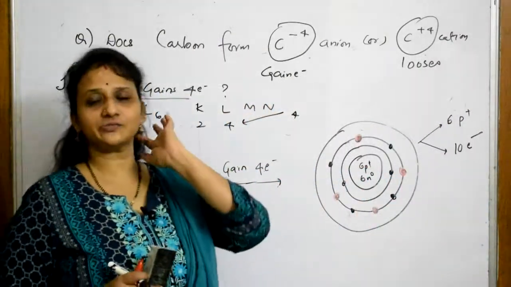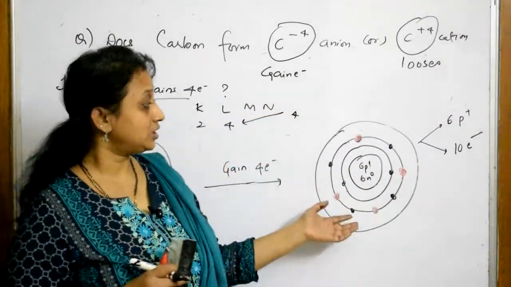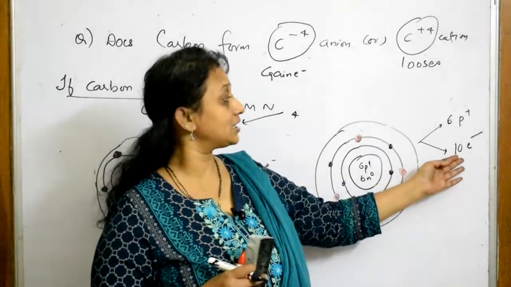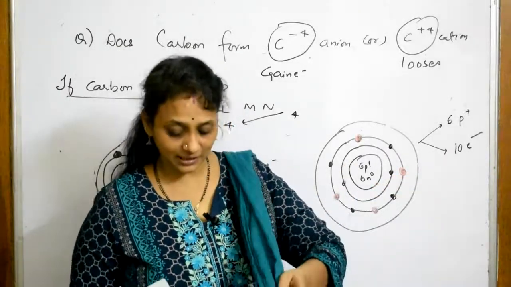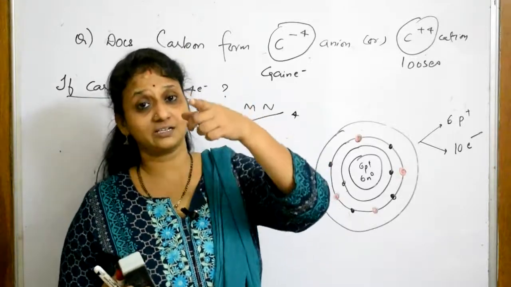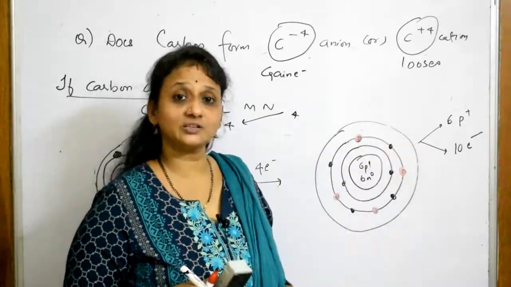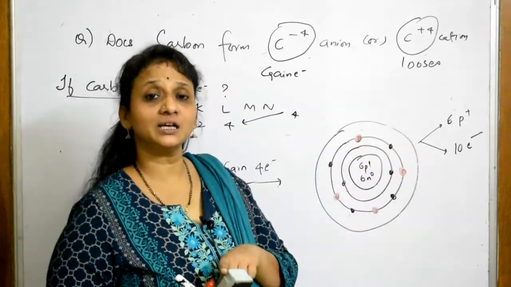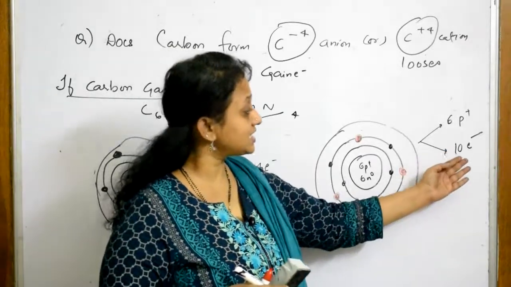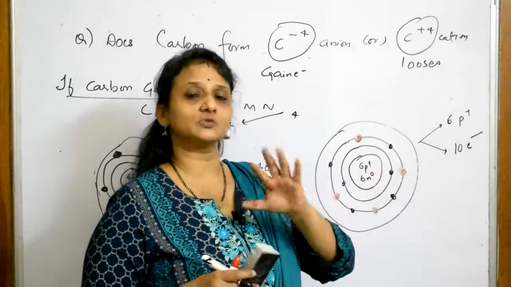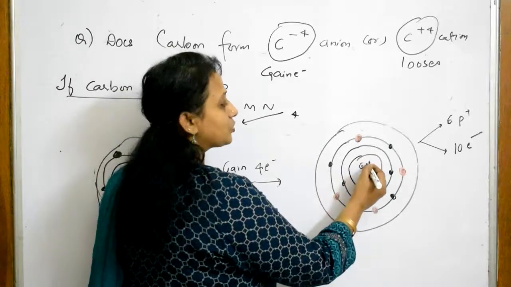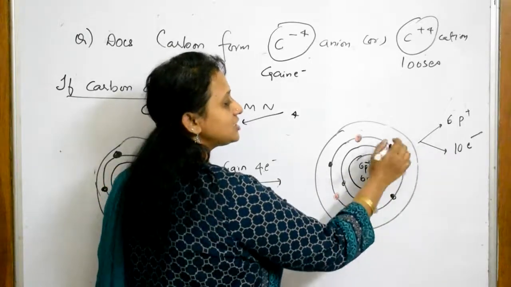Now, can a carbon atom hold so many electrons? First of all, the size of the carbon atom is small. Can it hold 6 protons and 10 electrons? I said there should be a balance. So it can't hold. So what reason should you write? A carbon atom cannot hold 10 electrons towards 6 protons. Why? A proton has a positive charge and an electron has a negative charge.